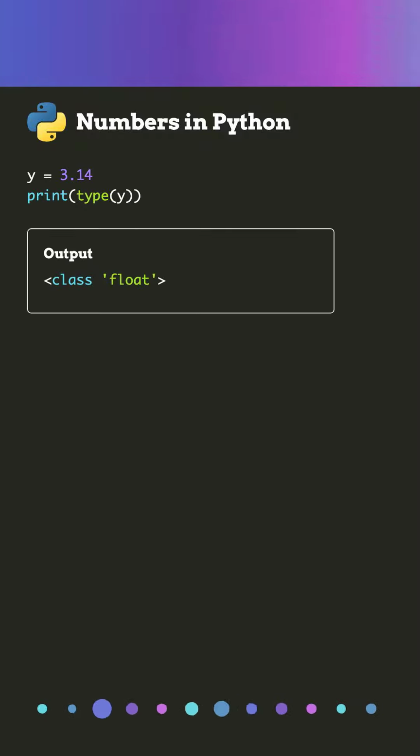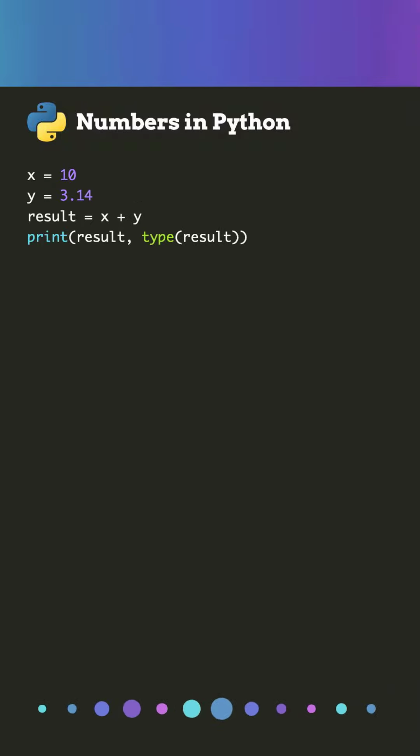Next, we have floating point numbers, or float. These are numbers that contain a decimal point. Here, y is a floating point number. If you're dealing with measurements, financial calculations, or any precise numeric value, floats are most appropriate.